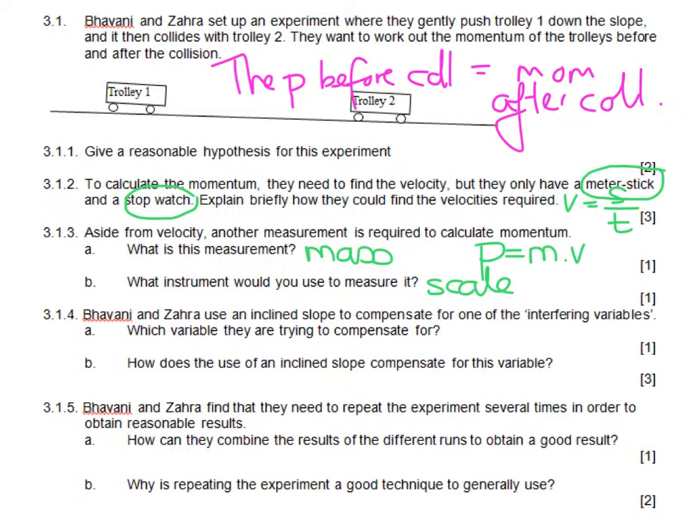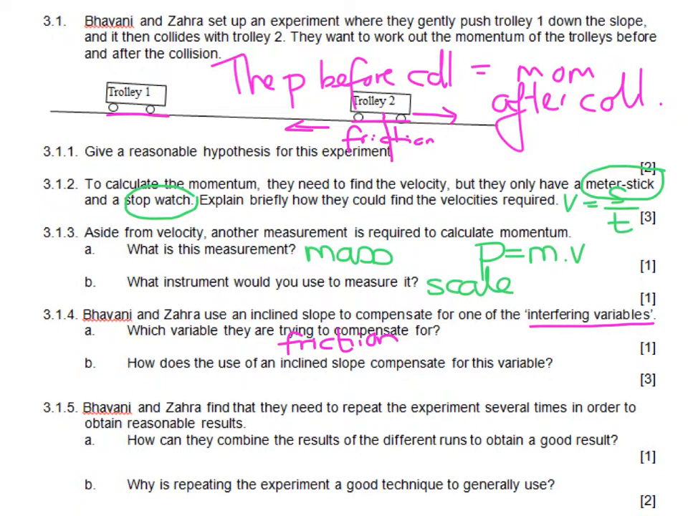Bhavani and Zara use an inclined slope to compensate for one of the interfering variables. Now, one of the problems is friction between the wheels and the trolley. However, if I put a little slope there, I can counteract friction, because friction is acting up the slope, and if I put a little component of weight down the slope, because remember, weight acts straight down and has a horizontal and a vertical component, you will find that you would be able to somewhat counteract friction. So they're trying to get rid of friction.